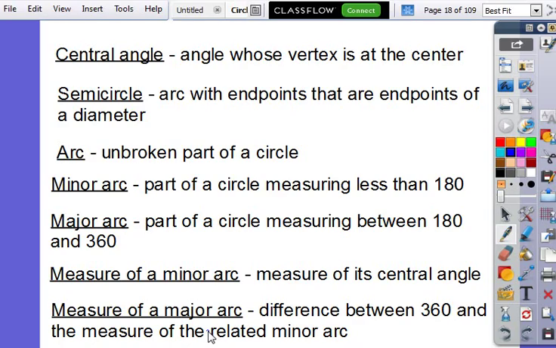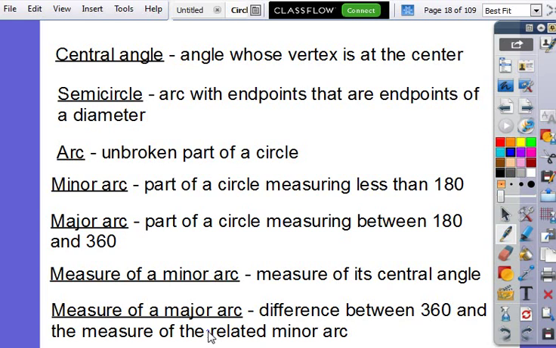Alright, we're starting with central angles and parts of circles. The first one's central angle, an angle whose vertex is at the center, and it'll make more sense when you look at the diagrams. A semicircle is an arc with endpoints that are endpoints of a diameter. All that means is half circle. And you'll see it when you see the picture.